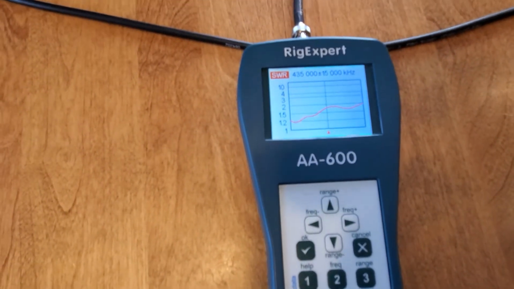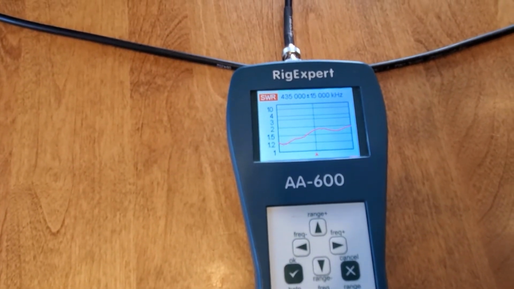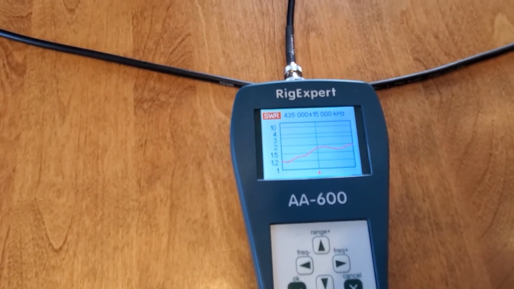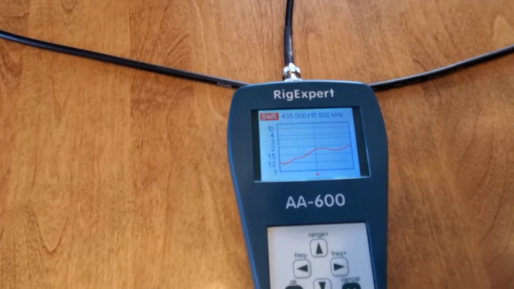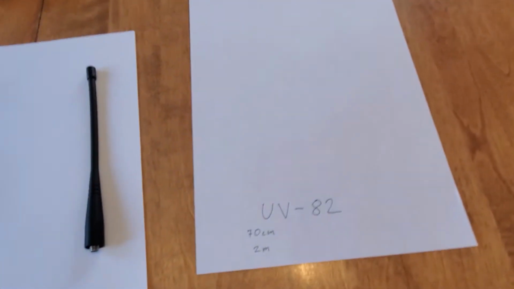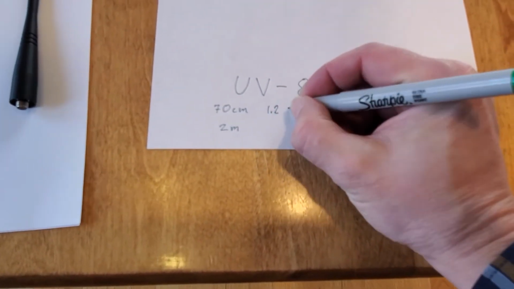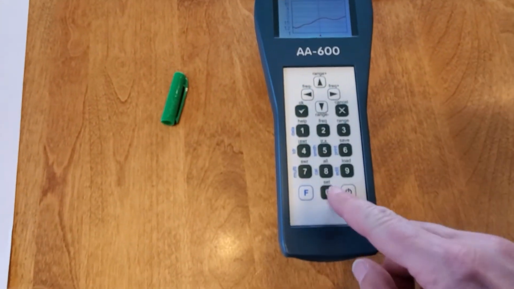So looking at that chart, it's between 1.2 and 2 in SWR. So let me just write that down here so I don't forget that. We can do a comparison. So it's 1.222. And the next thing we do is 2 meters.